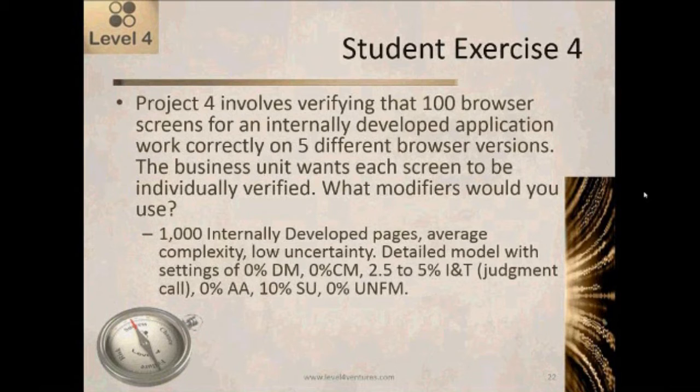And I'm also probably going to set UNFM to 0%, once again, because the nature of our work isn't going to require very much familiarity. And because we're doing the same thing 5 times, whatever unfamiliarity we have by the time we've done it a couple of times is going to go away. So I'm going to probably attack this using the detail model settings as indicated. Everybody follow kind of the logic of how I approach that?